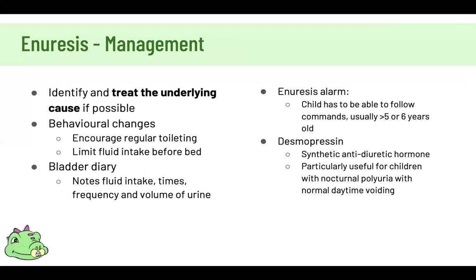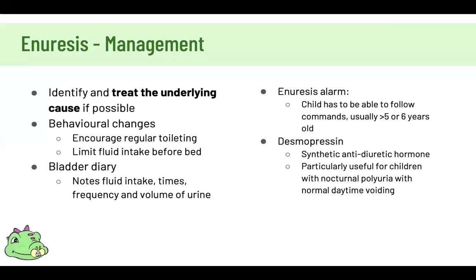So this is just a short little diary that will note the fluid intake, the times that that's happened, and then the frequency and the volume of urine. An enuresis alarm is a really good thing, but it's dependent on the child being able to follow commands. So this will normally be used for kids that are above 5 or 6 years old.